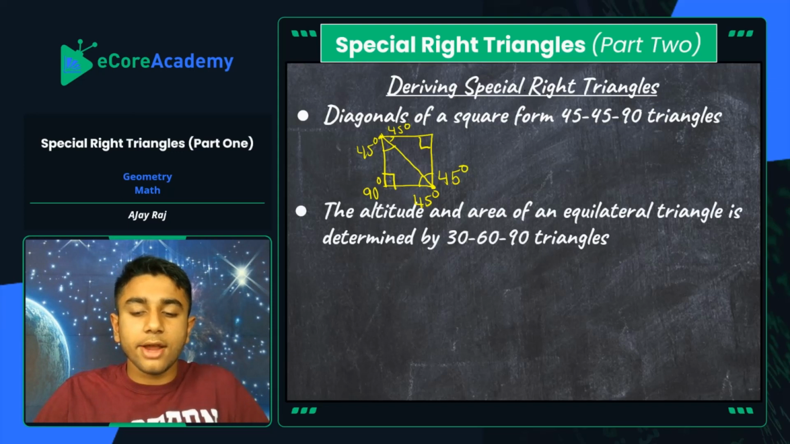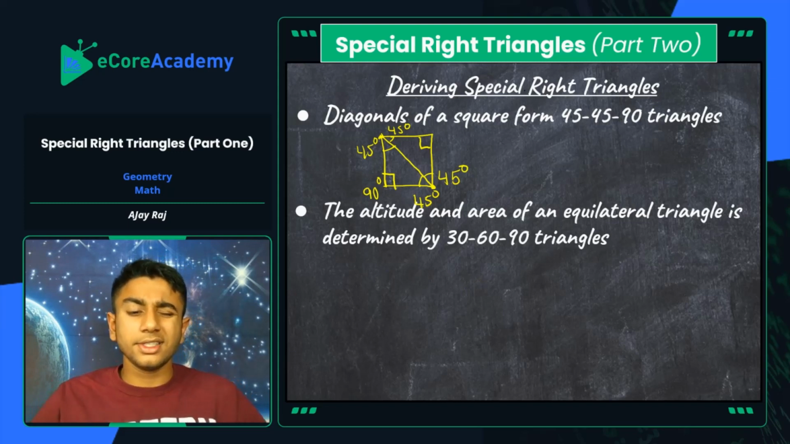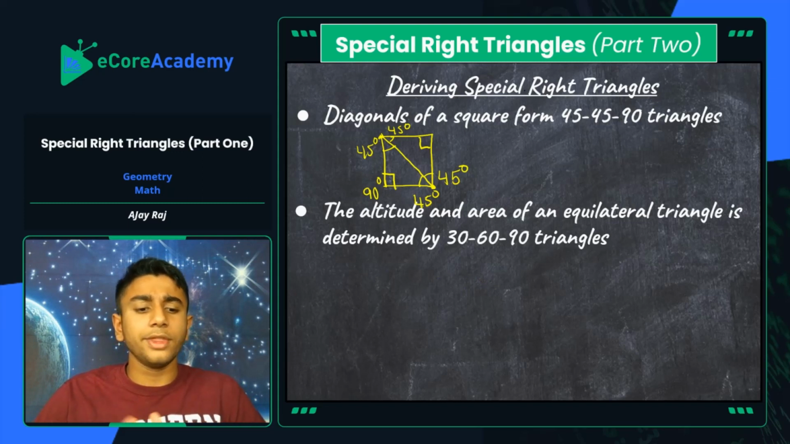So the altitude and area of an equilateral triangle is determined by the 30, 60, 90 triangles. So if you take a look at 30, 60, 90, you're like, well, how does that come into play? 45, 45, 90 triangles. Well, they actually have correlation. They have two equivalent sides, which we know in this day and age. If you're given one measurement, you can complete the entire triangle. And that's very important. However, 30, 60, 90, you're wondering, where is this derived from?